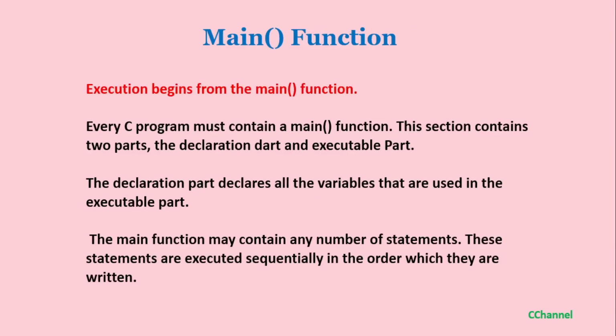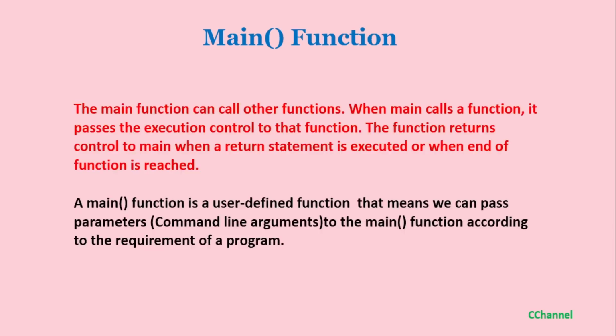Now coming to main function. Execution begins from the main function. Every C program must contain a main function. This section contains two parts: the declaration part and executable part. The declaration part declares all the variables that are used in the executable part. The main function may contain any number of statements. These statements are executed sequentially in the order which they are written.